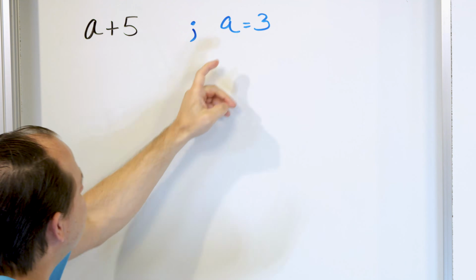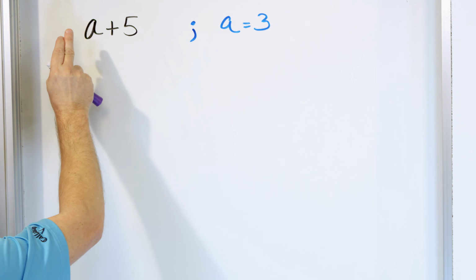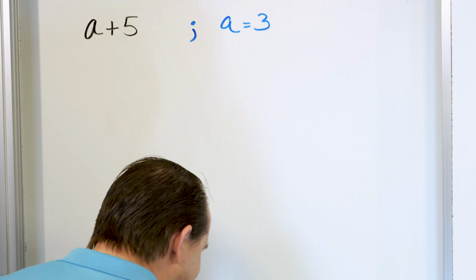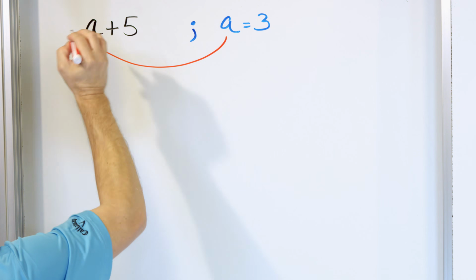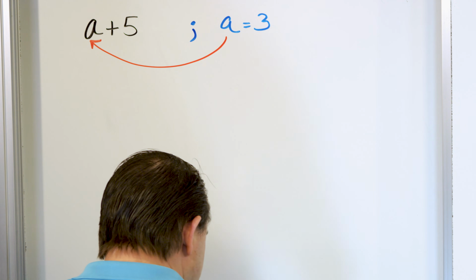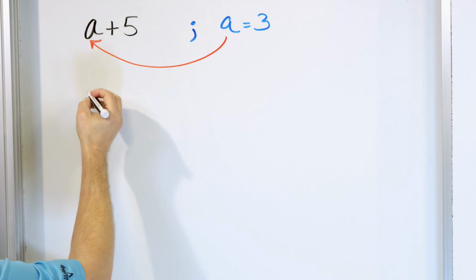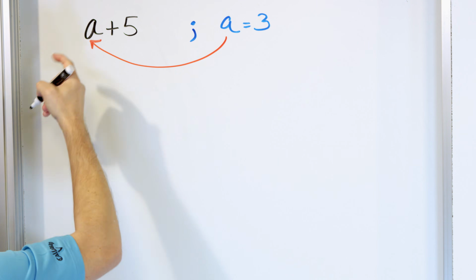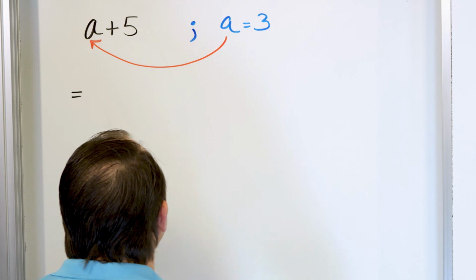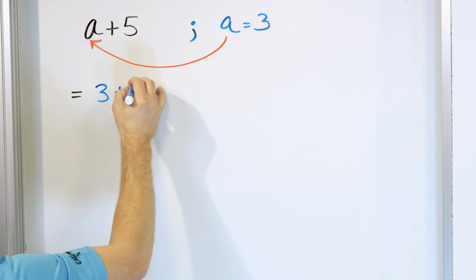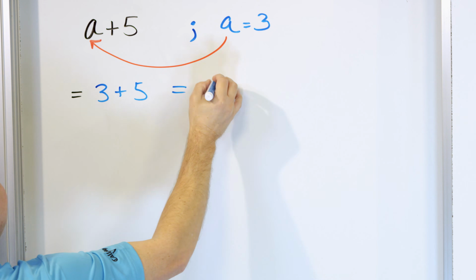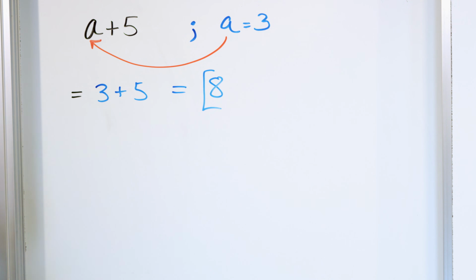So here, if I tell you a is 3, and I tell you the expression is a plus 5, all you really have to do is take the value of this variable and stick it in this location and calculate. So what you're going to say is that this is going to be equal to the value of a. We're going to substitute in 3. We're going to stick it right in here. We're going to say 3 plus 5, and then we're going to say that that's equal to 8, and this is the answer to the question.